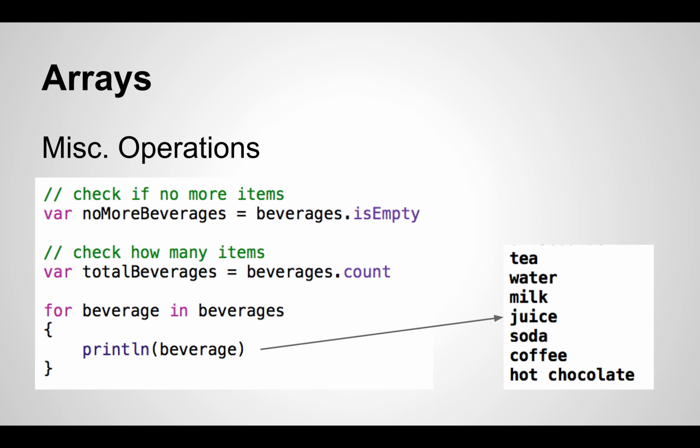And then if you want, you can iterate through each item by doing a for loop, for beverage in beverages, and you can println the beverage, and that would print tea, water, milk, juice, soda, coffee, and hot chocolate. All right, and that's all for the arrays. Now, obviously, it looks easy, but trust me, you need to practice this. So look at the lectures where you get to practice this, or you can write these yourself in Xcode.